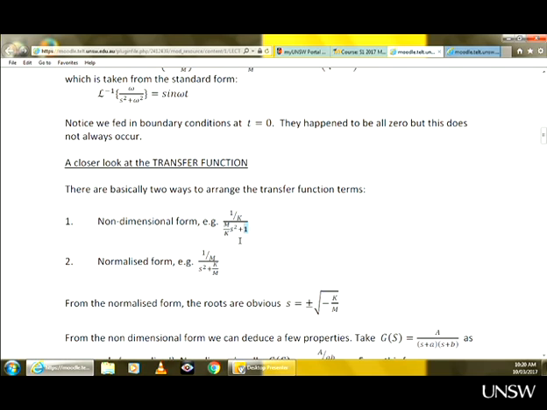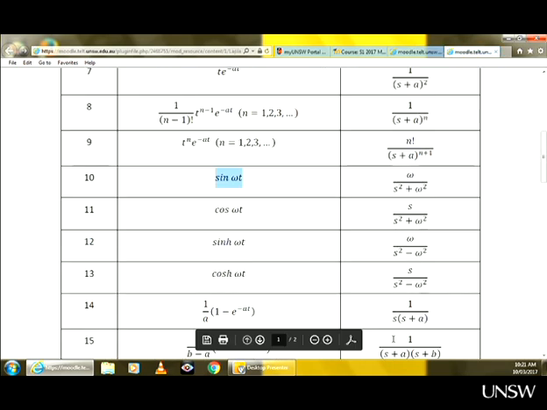Or normalized form, as we already know, is the one where the coefficient with the highest order term, in this case s squared, equals 1. This is what we call normalized form. And I mentioned a few times, all functions in the Laplace transform tables are in the normalized form. So if you want to use the tables, first thing you do, normalize your transfer function.